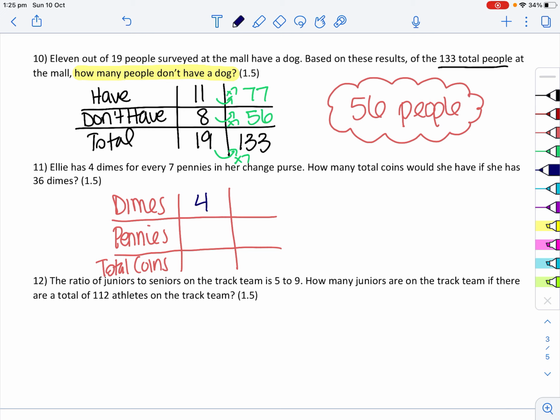So 4, 7, 11, because it's a part to part. And I have 36 dimes, so times 9 in each space. So I get 63 and then 99. So 99 total coins.